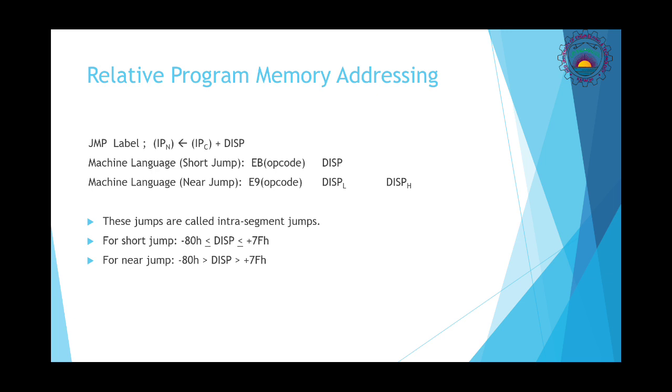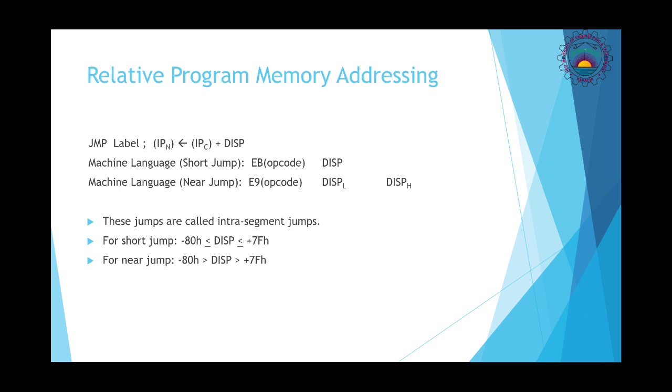The displacement mentioned here is a signed number. If your displacement is within the 8-bit signed number limit, that is, displacement is greater than or equal to minus 80h and less than or equal to 7Fh, then that displacement may be stored in a byte. So your jump will be of short type. The first byte is the opcode, that is EB, and there will be a single byte for displacement.